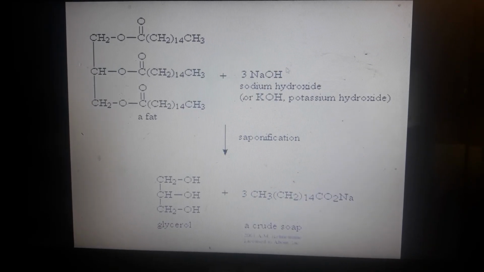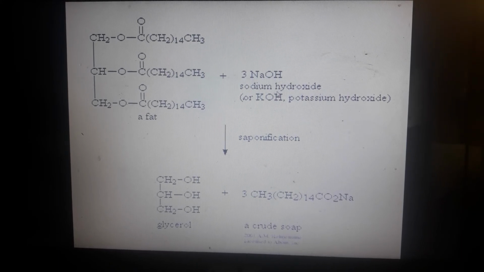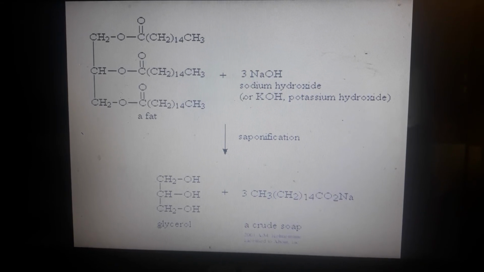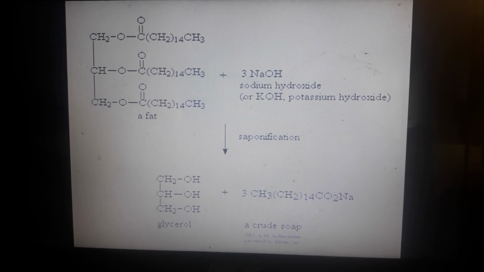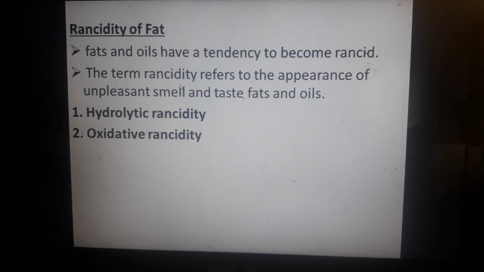Okay, so example yan, we have a fat added with sodium hydroxide or potassium hydroxide. So during saponification, it will form a crude soap. So ito yung crude soap, meaning hindi pa yan pure, there are impurities. So it needs another process to become the commercial soap na. Example sa mga pharmacy, they try to make soap out of papaya meat, or guava meat, mga ganun.